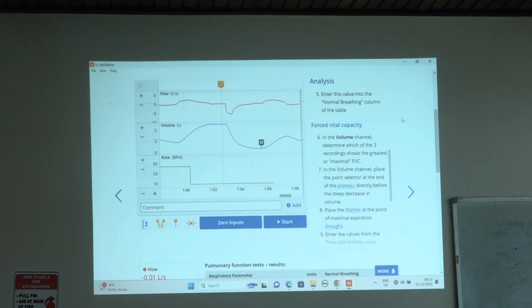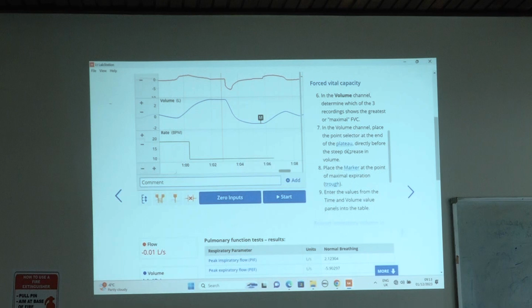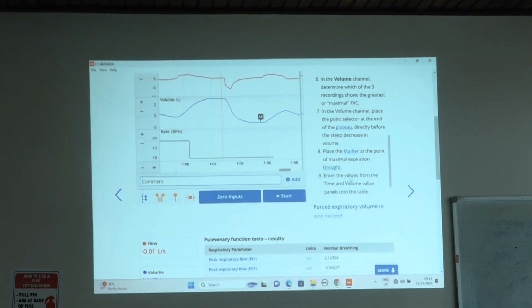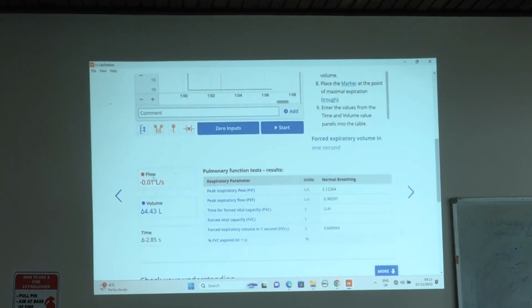We're looking at the volume, but going with instructions so everybody can follow, we need to enter the value from the time and volume value panel. When they talk about the flow panel, if you want to take a reading, this is the volume panel, and this is time. So the forced vital capacity would be 4.4. I hope we can make some sense.